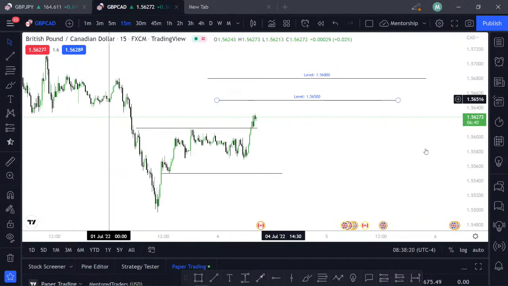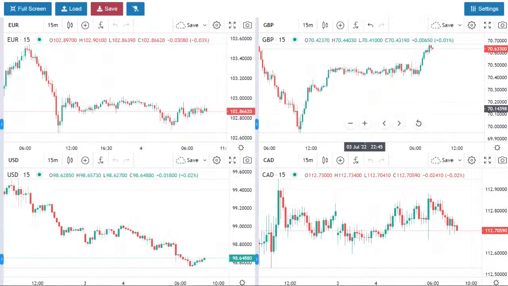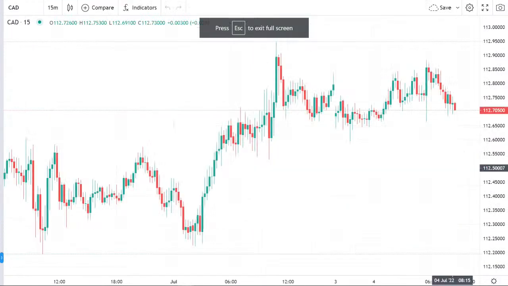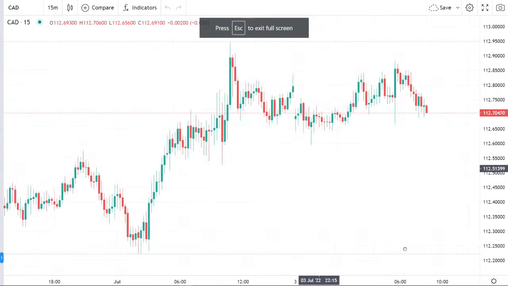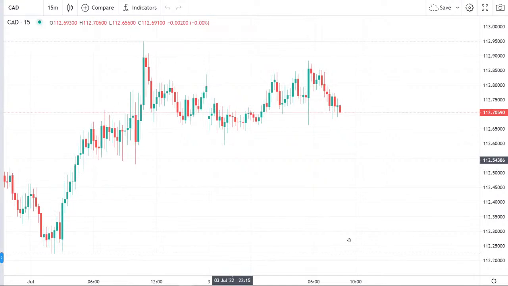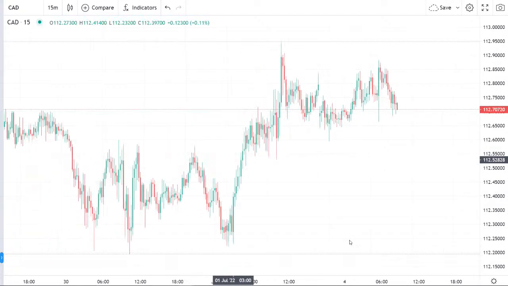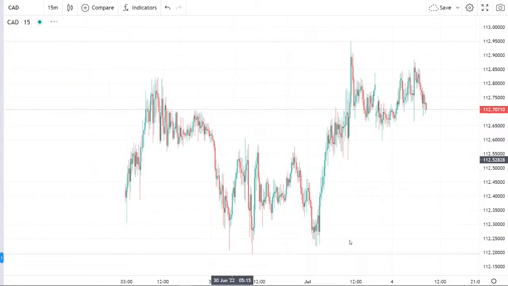We are not trading against the trend. Reason being, I'm expecting bearishness on the Canadian dollar as a currency right here. Okay, expecting bearishness here.